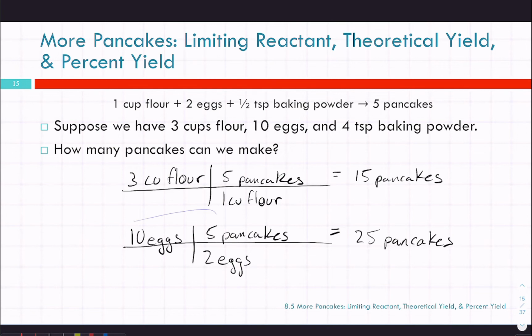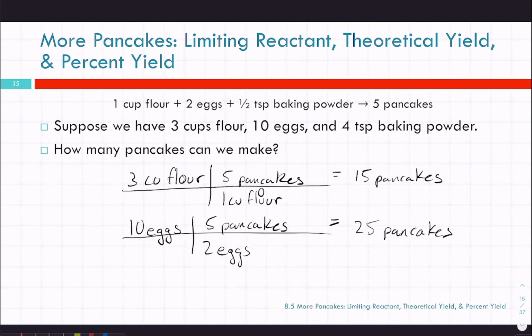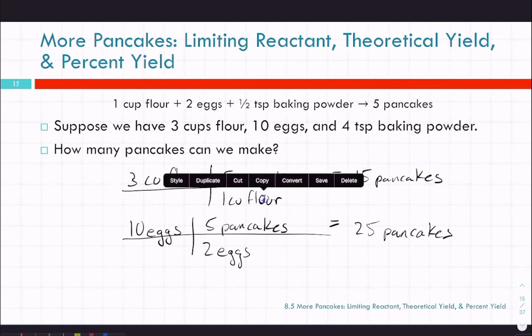Looks like if we started making pancakes with the 3 cups of flour, the 10 eggs, and the 4 teaspoons of baking powder, we would run out of flour before we ran out of eggs. So the most we can make, as far as we know right now, is 15 pancakes. But we might be limited by baking powder.